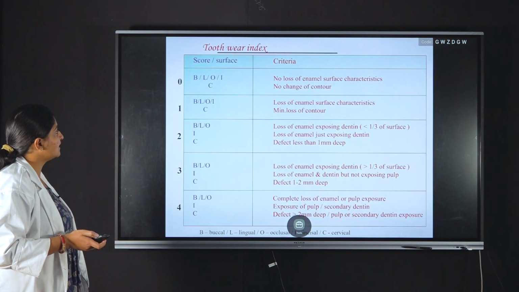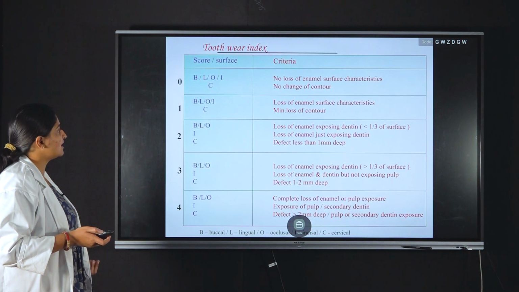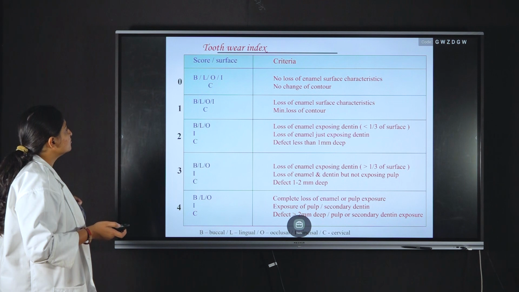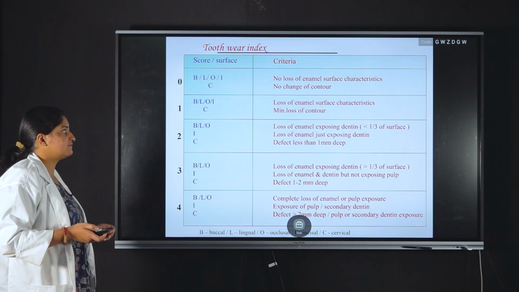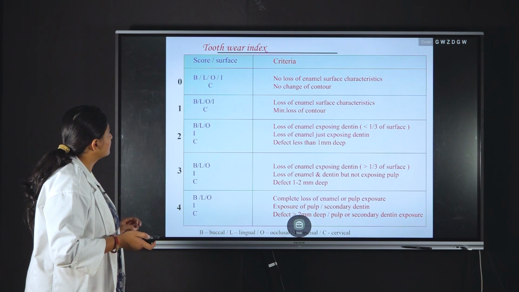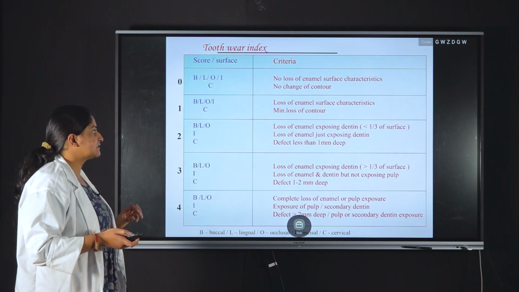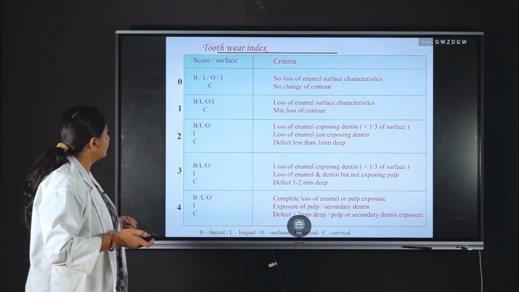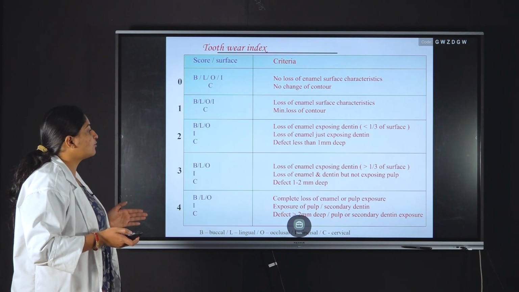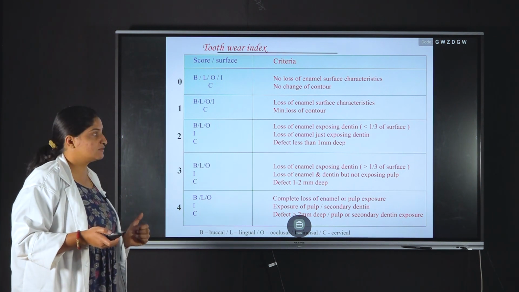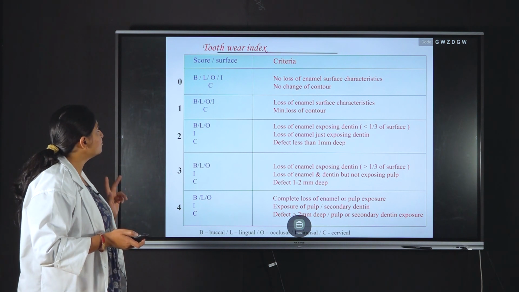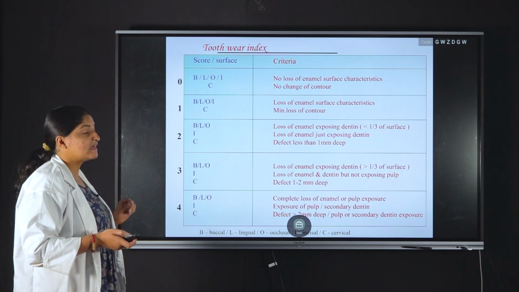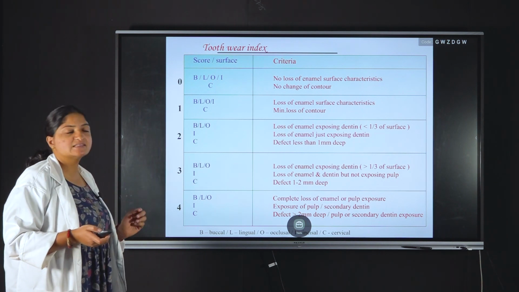So coming to the tooth wear index, it is categorized by score, surface and criteria. Number 0 indicates no loss of enamel surface characteristics and no change of contour. Number 1 is loss of enamel surface characteristics, with minimum loss of contour of the tooth seen. Number 2 is loss of enamel exposing less than 1/3 of the tooth surface. Loss of enamel just exposing dentin, and the defect is less than 1 millimeter deep.